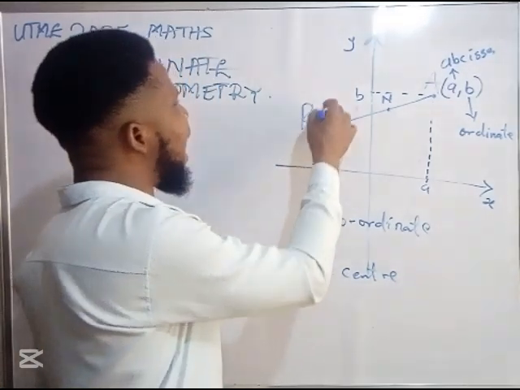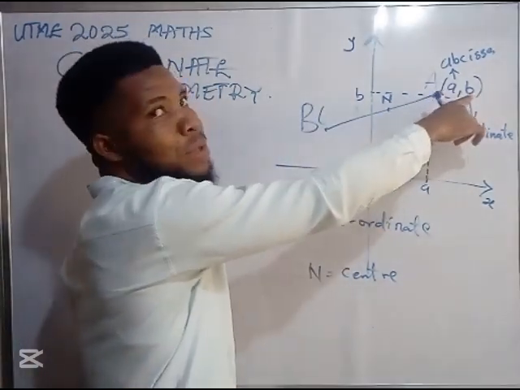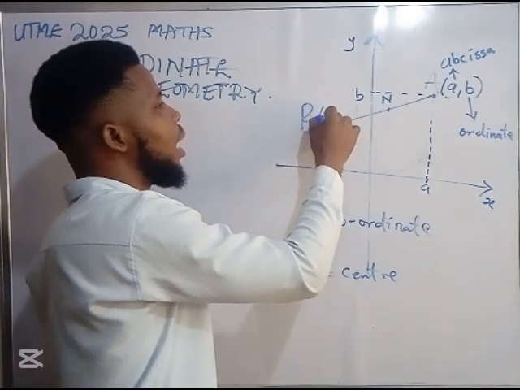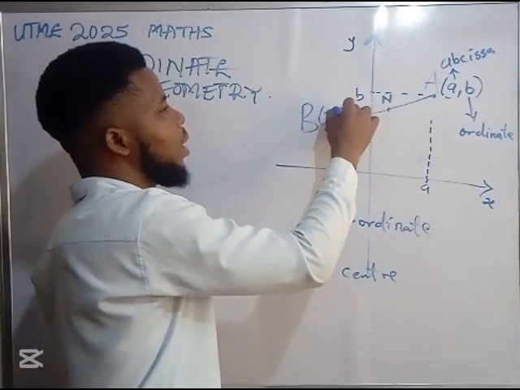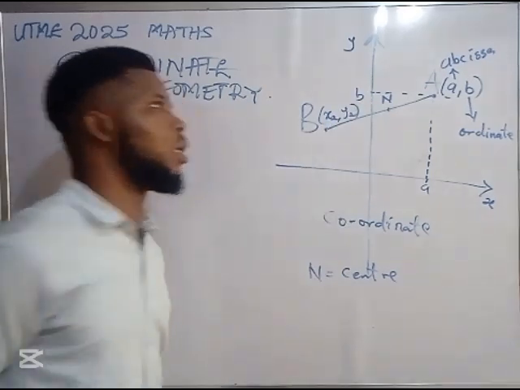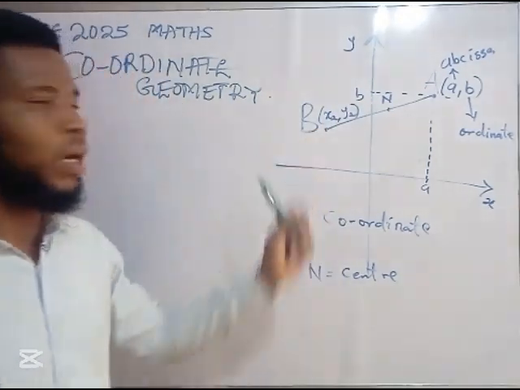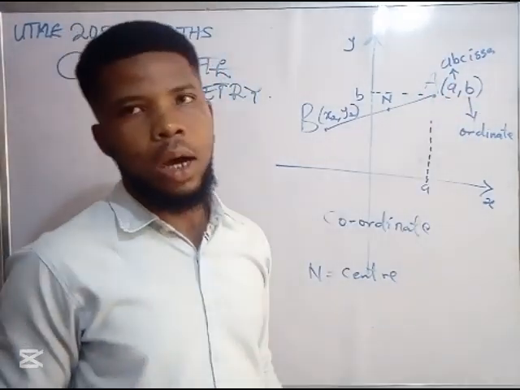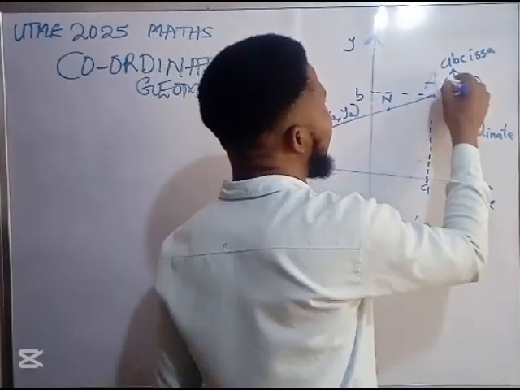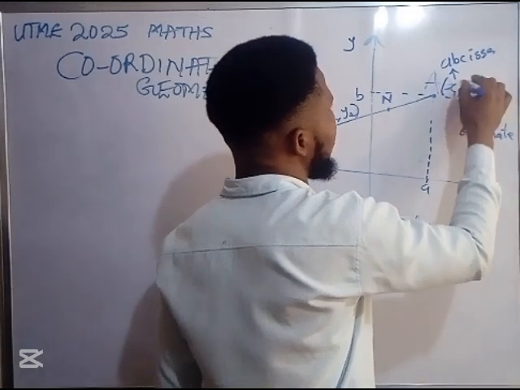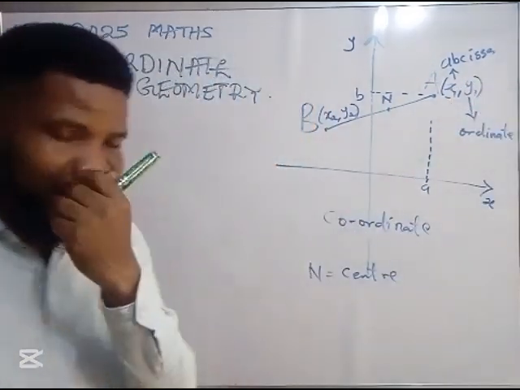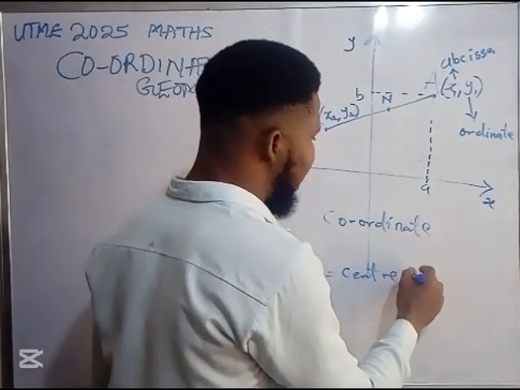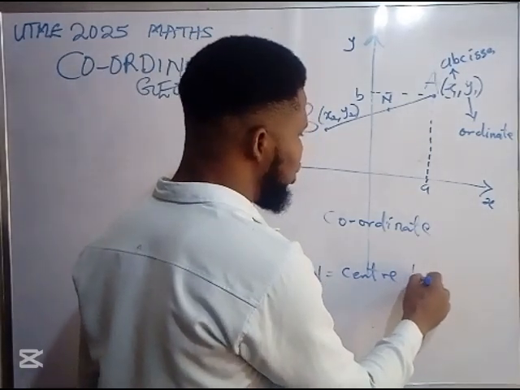Meanwhile, A is a, comma b, right? So B has, let's say, x2, comma y2. The coordinate of B is x2, comma y2, while the coordinate of A is a, comma b. Or I would like to make it x1, y1. I will clean it out. So if you want to find the center between what?